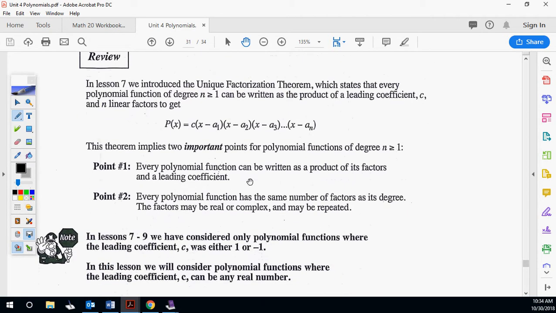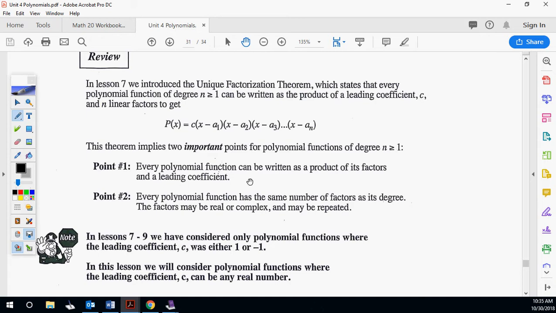So in lesson 7, we introduced the unique factorization theorem, which states that every polynomial function of degree greater than 1 can be written as the product of a leading coefficient c and its factors. So here's the leading coefficient, and then here are your zeros. This theorem implies 2 important points. Every polynomial function can be written as a product of its factors and leading coefficient. Remember, we talked about that even with imaginaries, which we don't get into.